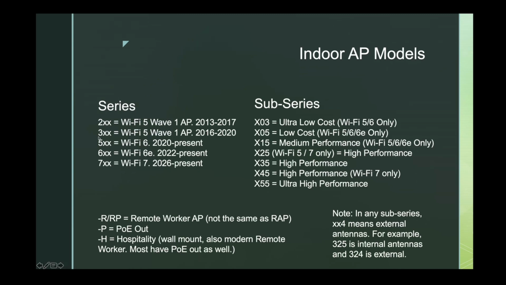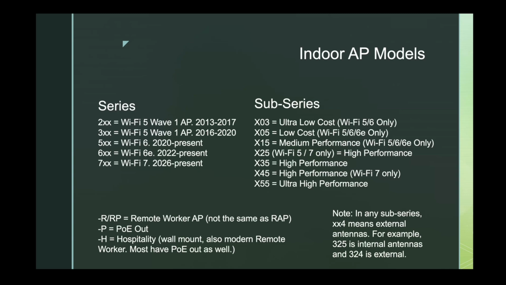The 5XX is Wi-Fi 6, 2020 to present. Some of them are still being sold. The 6XX is Wi-Fi 6E, which was released in 2022 and is still being sold today. And then the latest 7XX is Wi-Fi 7, which started around 2025, 2026, and is still sold, obviously. Aruba was very late to the Wi-Fi 7 game, I'll be honest.